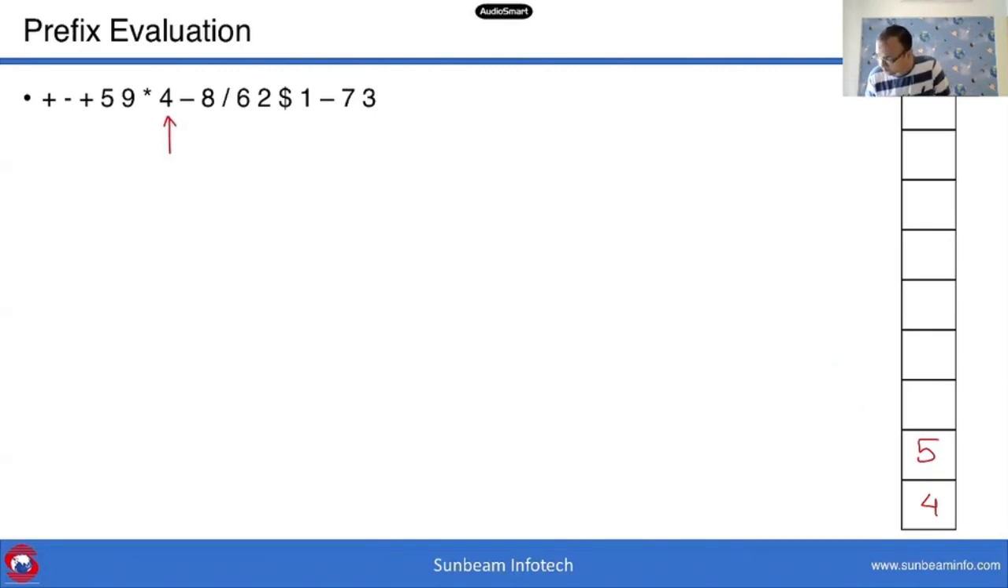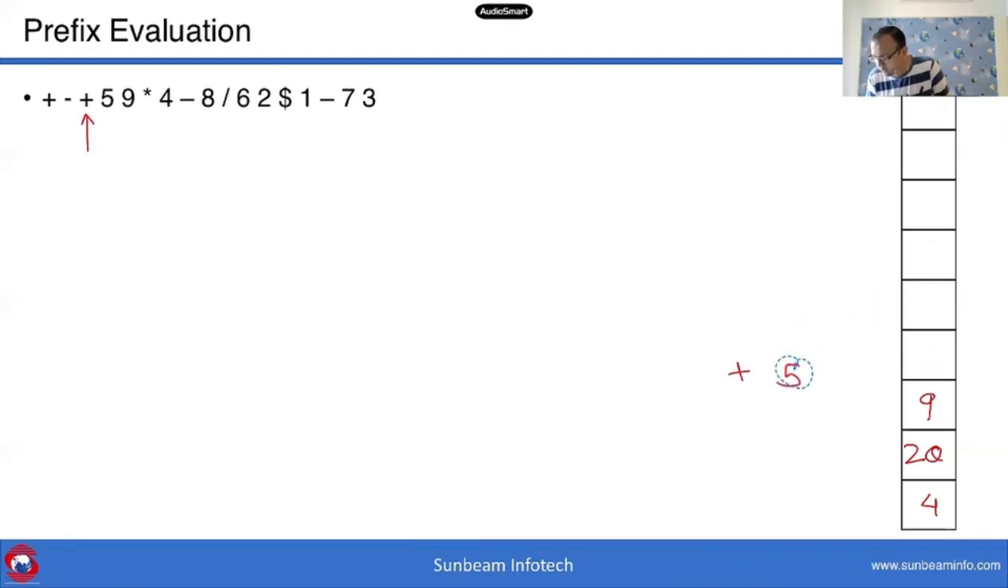You have, let's say, 4 as an operand, put it onto the stack. Then multiplication, so you pop 4, you pop 5. 5 times 4 is 20. The result 20, we want to put onto the stack. You continue further. Next, 9, put it onto the stack. 5, put it onto the stack. You continue further. Plus.